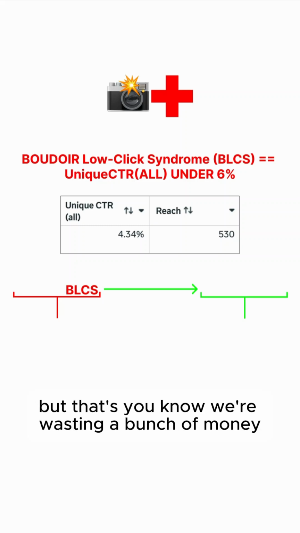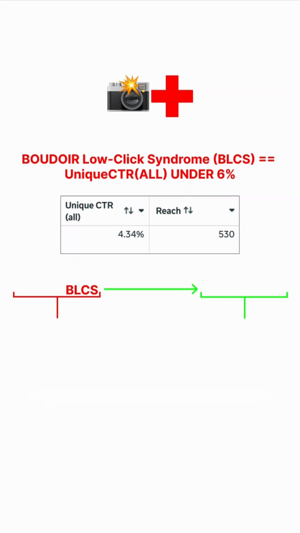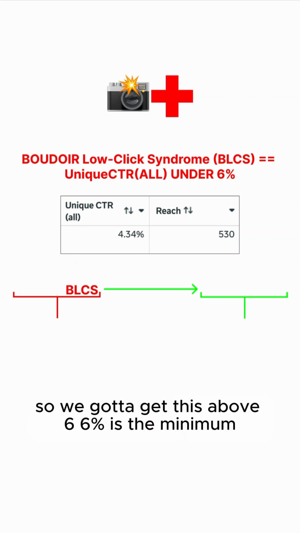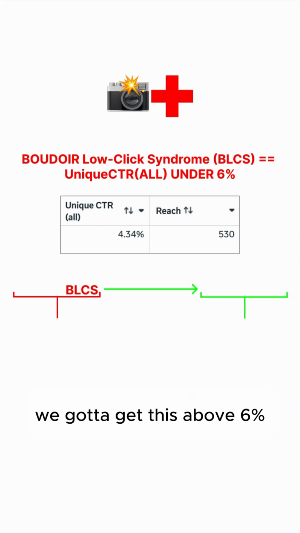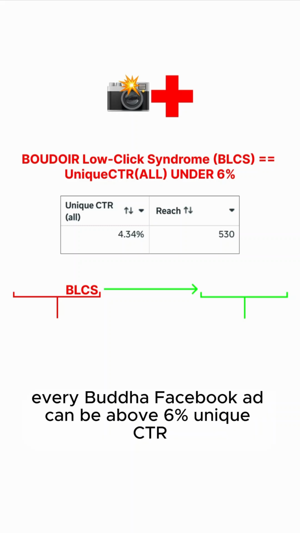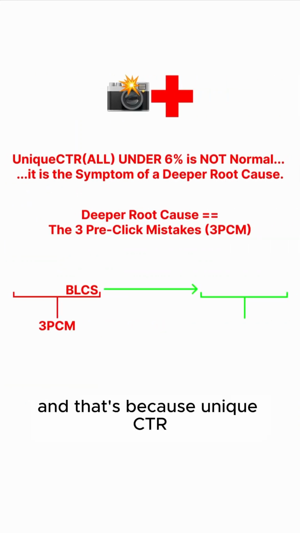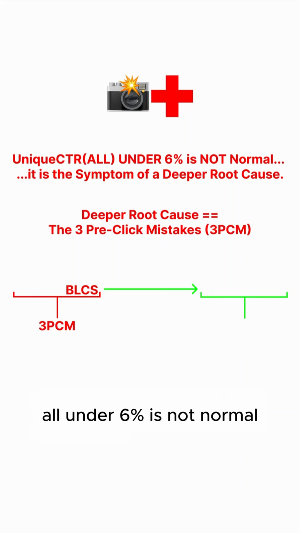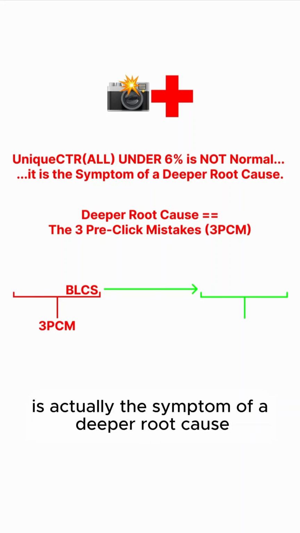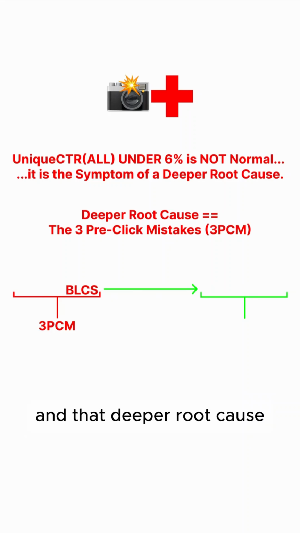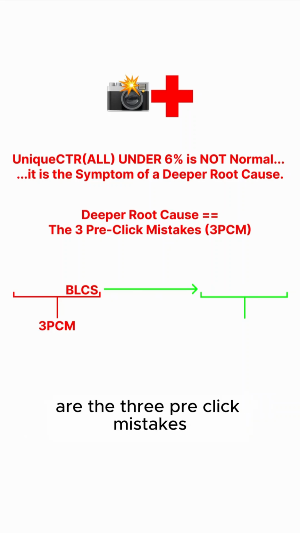We're wasting a bunch of money if those are our metrics. So we gotta get this above 6%. The minimum. Every Boudoir Facebook ad can be above 6% unique CTR easy, and that's because unique CTR under 6% is not normal. It's actually the symptom of a deeper root cause, and that deeper root cause is the 3 pre-click mistakes, which we'll talk about more at the end.